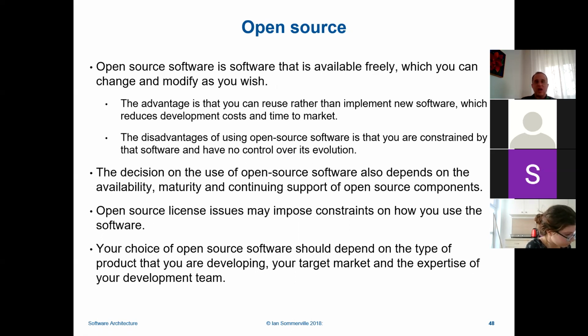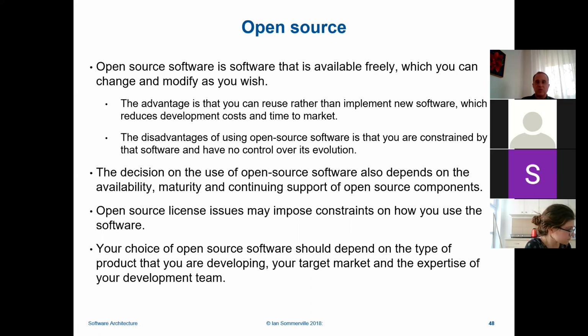The decision on the use of open source software also depends on the availability, maturity, and continuing support of open source components. In other words, is it available and is it mature? Are there bugs in it still? Or has it pretty much been tested and used by a lot of people? And also, maybe it's going to be obsolete soon. Maybe people are going to stop supporting it.